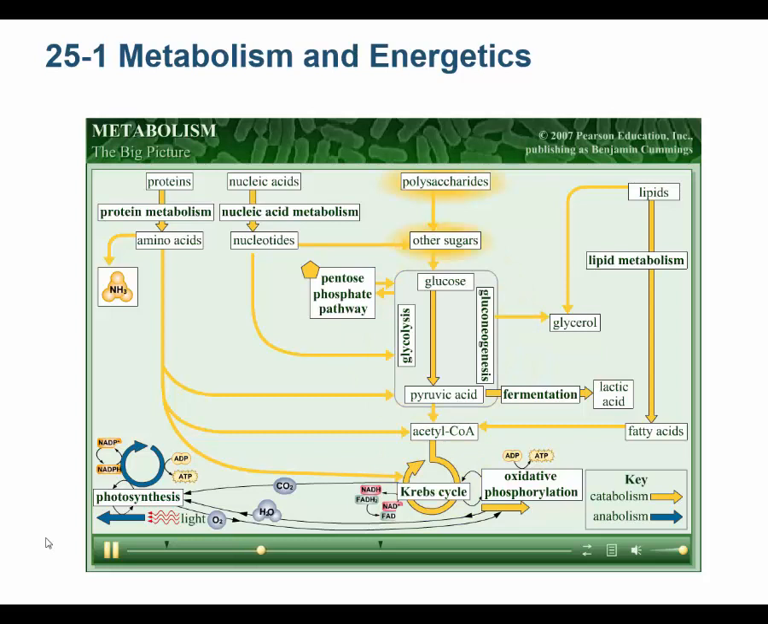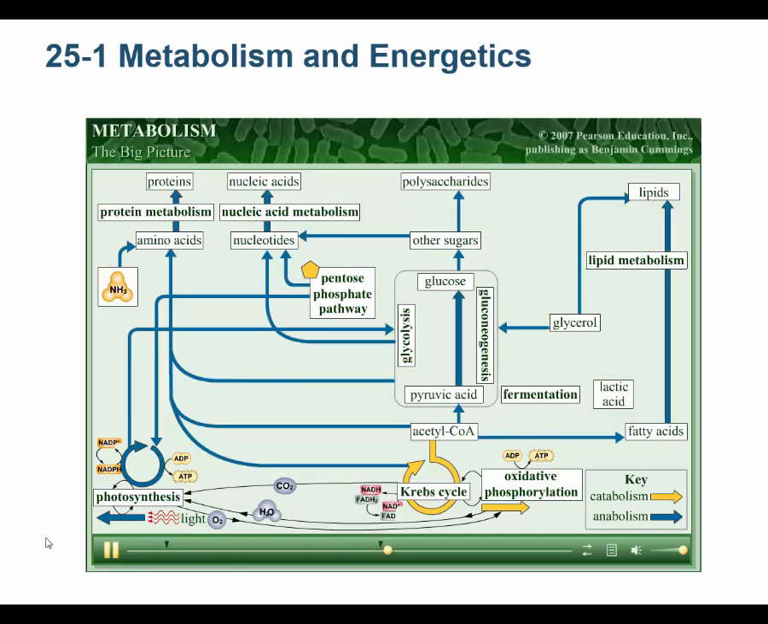Polysaccharides and other sugars can be converted into glucose and further broken down through glycolysis and the Krebs cycle. Lipase enzymes break lipids into glycerol, which enters the glycolytic pathway, and into fatty acids, which enter just prior to the Krebs cycle. Fermentation is also considered catabolism since it converts pyruvic acid into other 2 and 3 carbon molecules, as well as carbon dioxide.